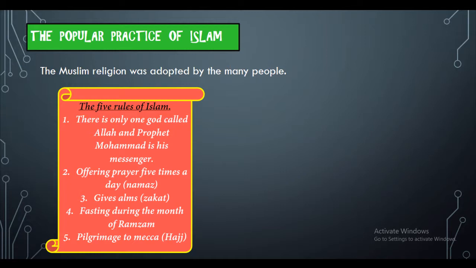And the fourth rule is that they have to fast during the month of Ramzan, which means that during the Ramzan festival, they have to stay on an empty stomach. And the last rule is that once in their whole life, they have to go to Mecca for a pilgrimage, which is also known as the Hajj. So these are the rules of the Muslims.